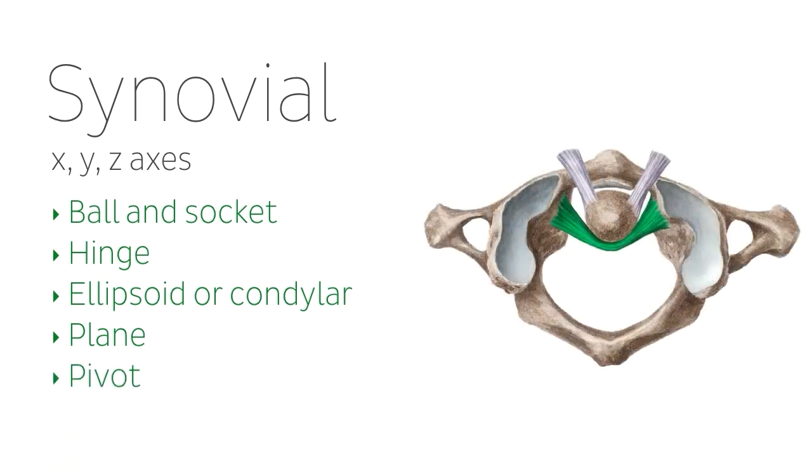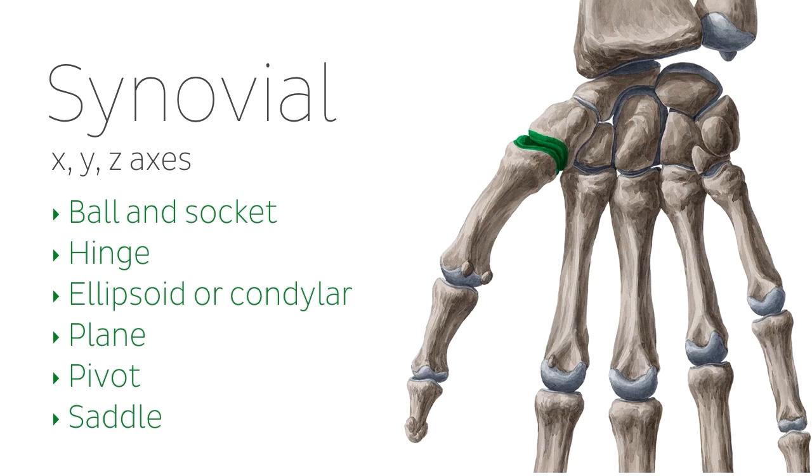Pivot joints, where movement occurs around a single axis, usually within a bony ring, such as the atlantodental joint, which is the joint between the dens of the axis and the transverse ligament of the axis, which is highlighted in green in this image. And saddle joints, where the face of one bone is concave and the face of the contiguous bone is convex, such as the distal carpometacarpal joint of the thumb. And throughout this tutorial, when we look at the major joints of the body, we'll point out the various types of joints as we go along.